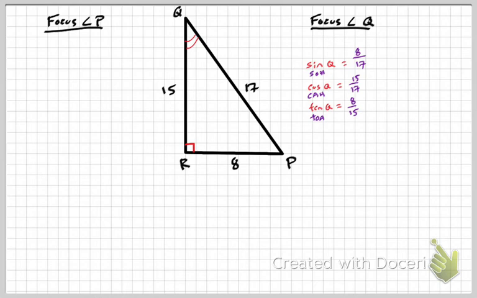Pause it again, focus on P, same thing. So I want the sine of P, the cosine of P, and the tangent of P. Well, I know sine is opposite over hypotenuse. My opposite is 15. My hypotenuse is 17. Cosine, adjacent over hypotenuse, 8 over 17. Tangent, opposite over adjacent, 15 over 8. Okay? So all of your homework tonight is just setting up these ratios correctly.